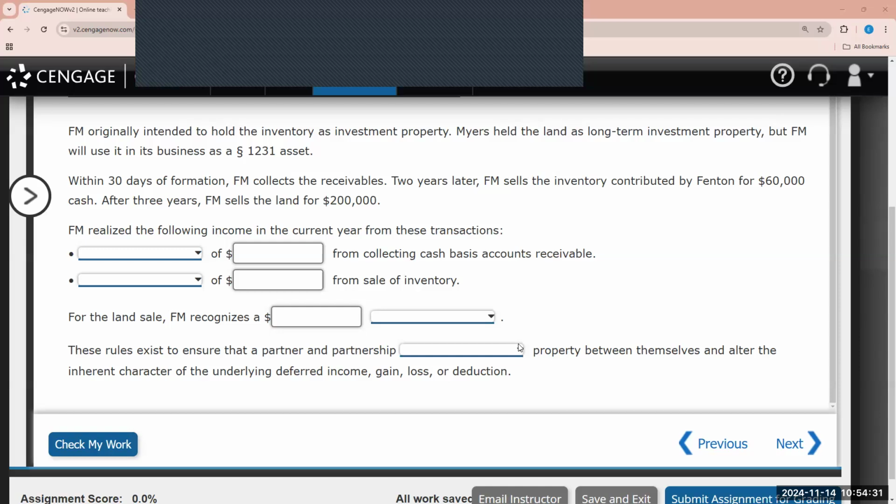Within 30 days of formation, FM collects the receivables. 2 years later, FM sells the inventory contributed by Fenton for 60,000 cash. After 3 years, FM sells the land for 200,000. So FM realized the following income in the current year of these transactions. So now it's asking us to figure out, hey, what is the income that needs to be realized in these situations? And for the land, the sale of land, how is that going to be treated? So to answer this question, we have an Excel spreadsheet so we can go through it.